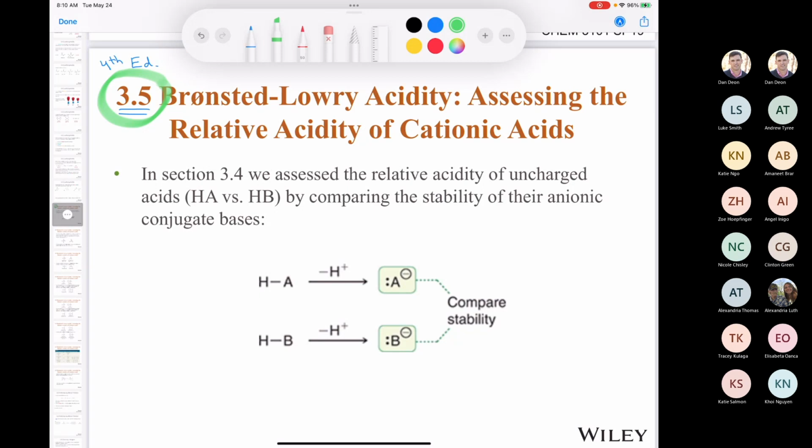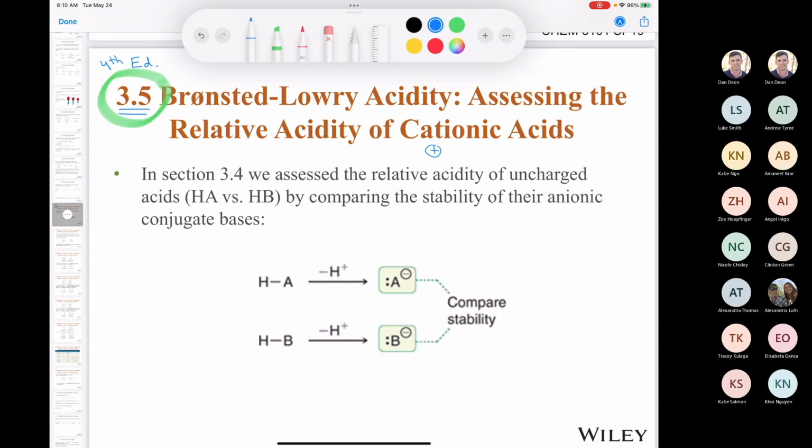we're going to talk about assessing the relative acidity of cationic acids. And everybody here knows what a cation is, so we're going to be talking about some kind of acid that's got a positive charge.